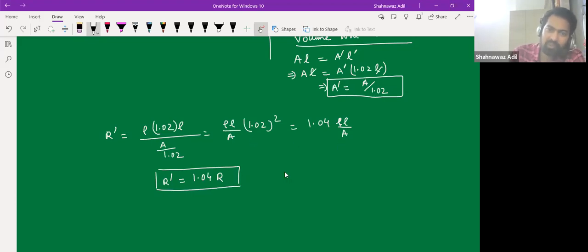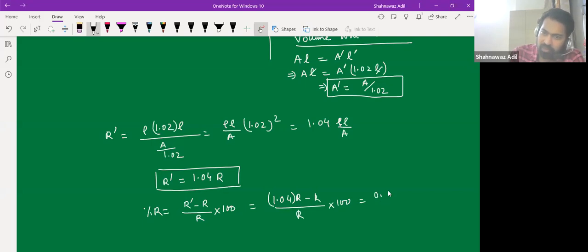Then if we calculate the percentage change, so that would be R prime minus R divided by R into 100. So this is 1.04 R minus R divided by R into 100. This is how much? 0.04 R divided by R into 100, R cancel, and this is 4%. So percentage change in R is 4%.